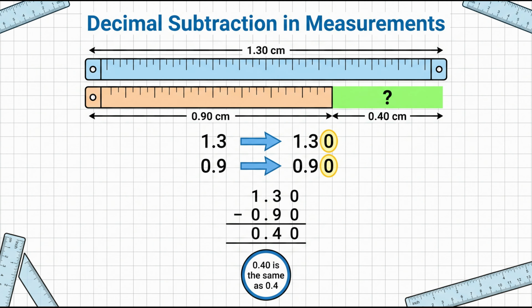Decimal addition in measurements. Measurements often use decimals because objects may not measure whole units. For example, let us add 1.3 centimeters and 0.9 centimeter. Align the decimal points. Now add the tenths. 3 tenths plus 9 tenths equals 12 tenths. 12 tenths is 1.2. So 1.3 plus 0.9 equals 2.2. Therefore, 1.3 centimeters plus 0.9 centimeter equals 2.2 centimeters.